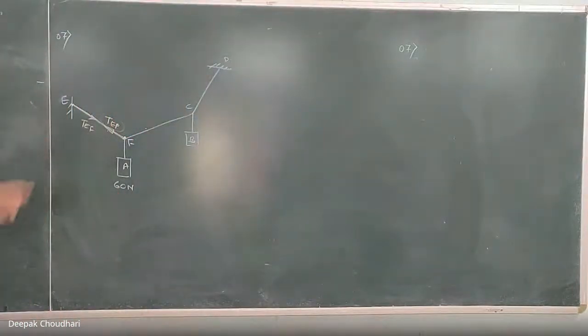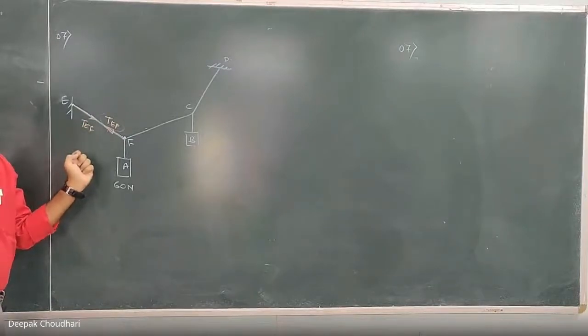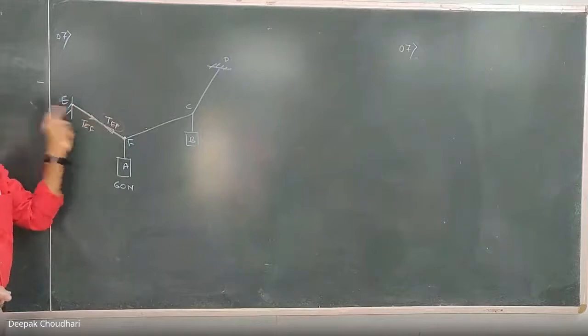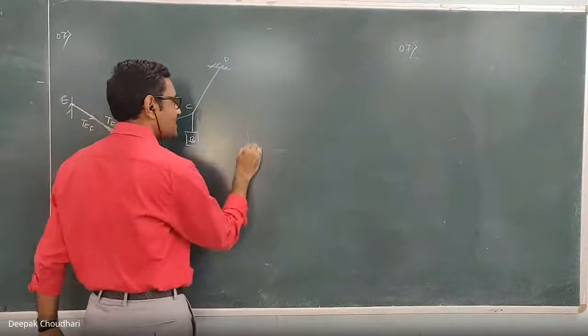One is an action and the other is a reaction. These are action and reaction, which are equal in magnitude, opposite in direction and collinear in action. Understood? Here, for example, suppose this is one body which is resting on this surface.